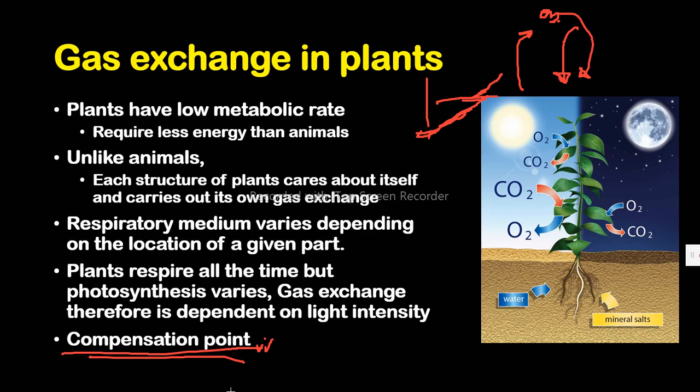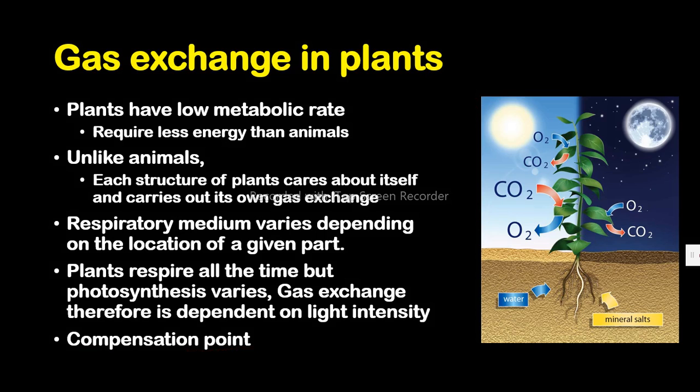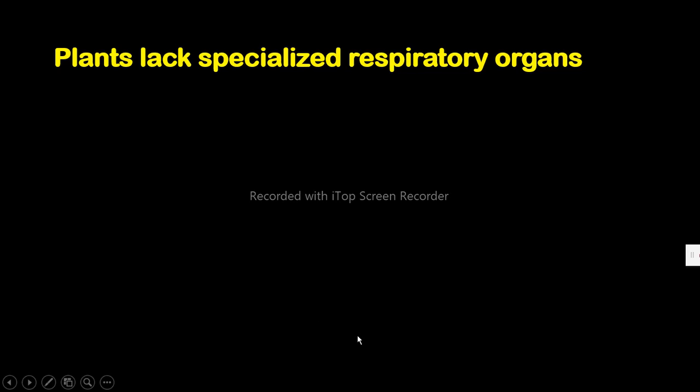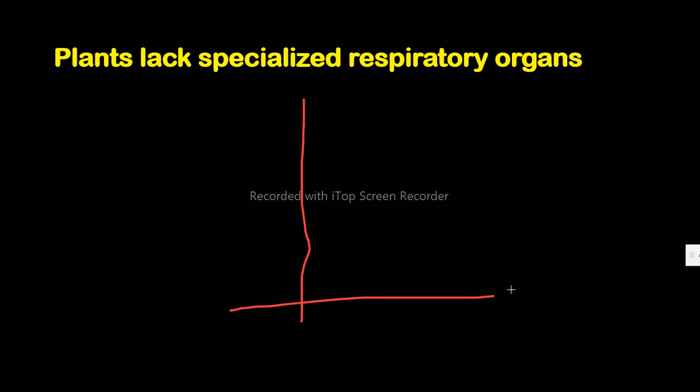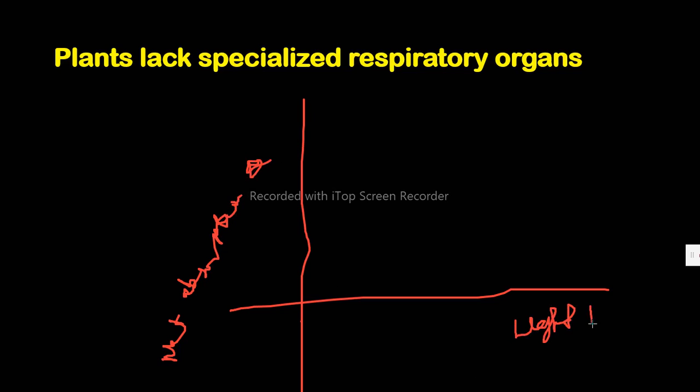So you can have graphs, okay? And they task you to identify the compensation point. Maybe you can have such a graph. Maybe let's try to sketch. You can have such a graph, okay? And on the y-axis you have maybe net absorption of carbon dioxide by a plant, and then here you have maybe light intensity.